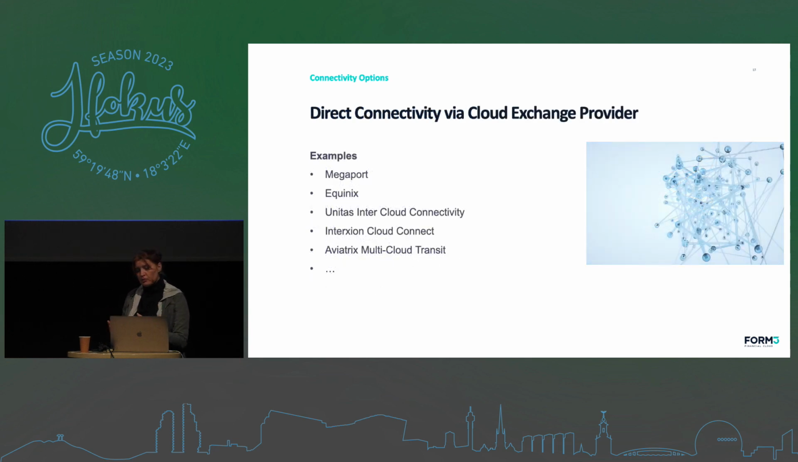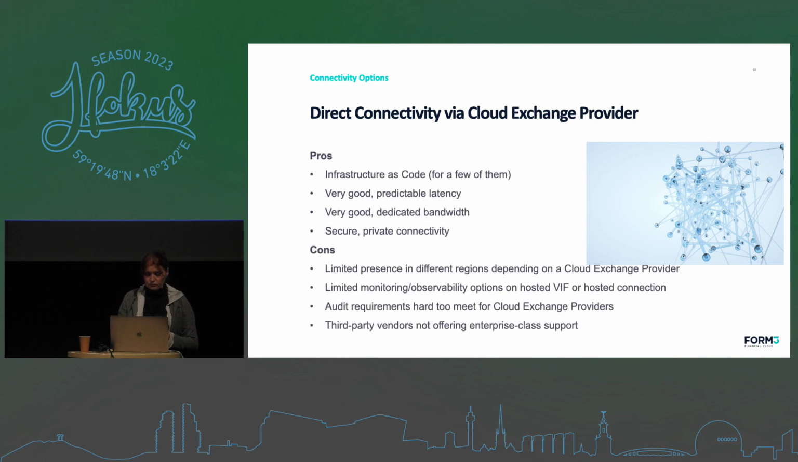When it comes to cloud exchange providers and when you research the market, you have quite many of them. However, they have very, very different features. They have different presence in different regions. They provide very different support, for example, for infrastructure as code. So basically, with direct connectivity, you have very good predictable latency, you have very good dedicated bandwidth, you have secure connectivity going over private links, not over the public internet.